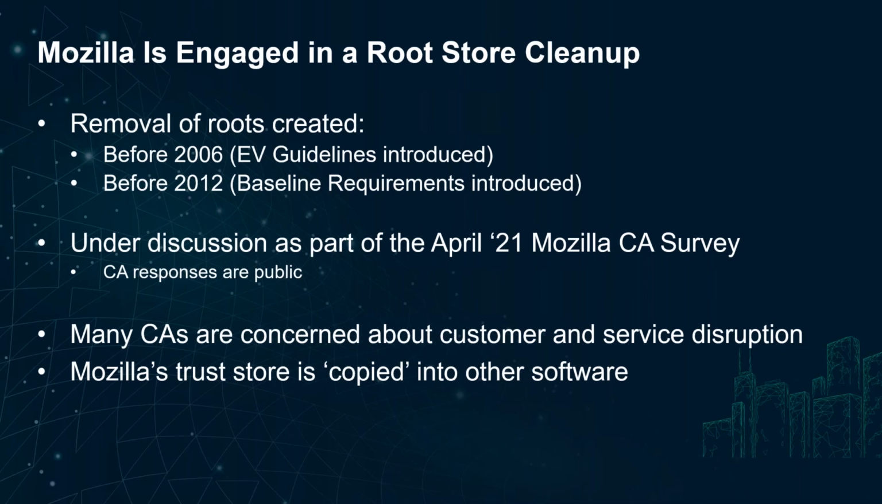What they would like is for all the roots in their trust store to be generated and managed under certain conditions. As you can see from the top of the slide, there are two date cutoffs they're looking to introduce. Basically they don't want roots that were generated before 2006, or ideally no roots generated before 2012. The reason for those dates is that firstly the EV guidelines were introduced, and then secondly the baseline requirements were introduced, and they're better documented processes on how these roots should be generated and managed.